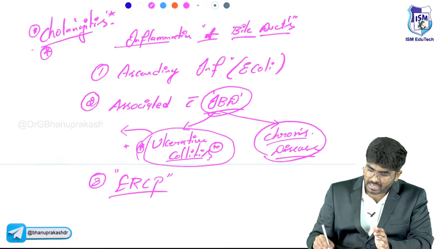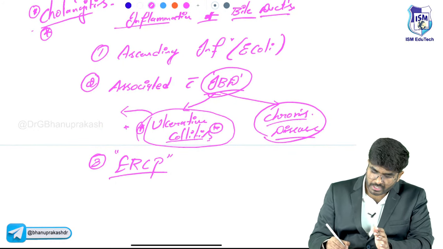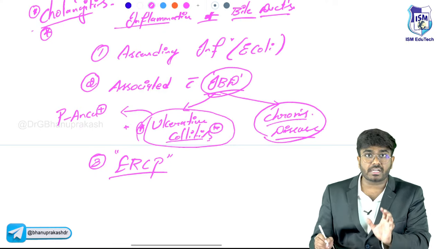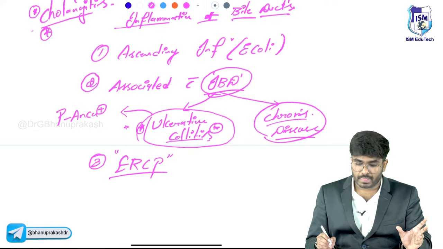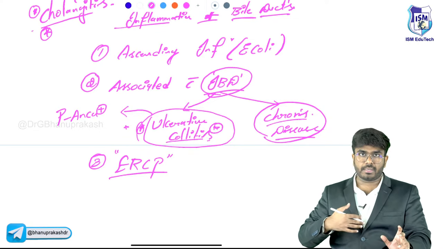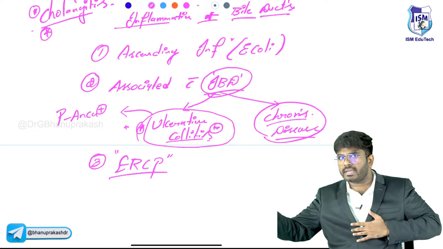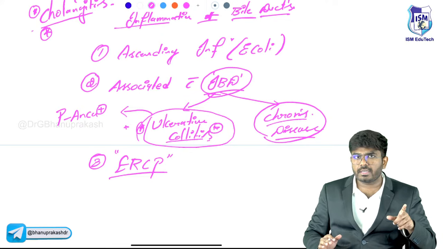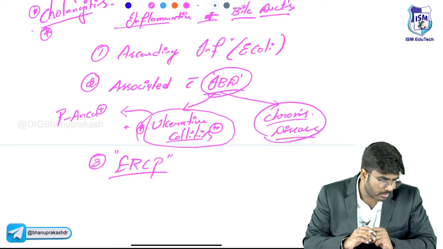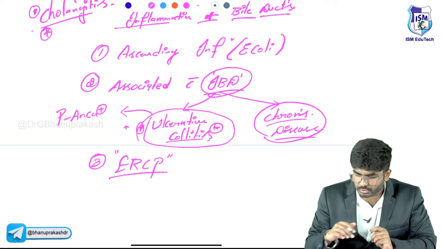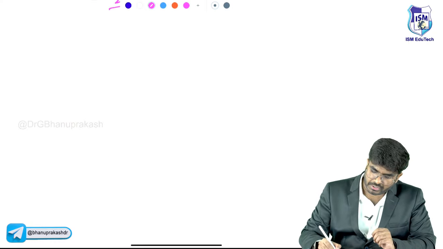If a patient is also having ulcerative colitis, the patient is going to have which positivity? P-ANCA positivity is going to be seen. That also they will mention in the exam. Okay, the patient is having P-ANCA positivity, pain in the abdomen, bloody diarrhea. You should think that this patient is having cholangitis, sir.